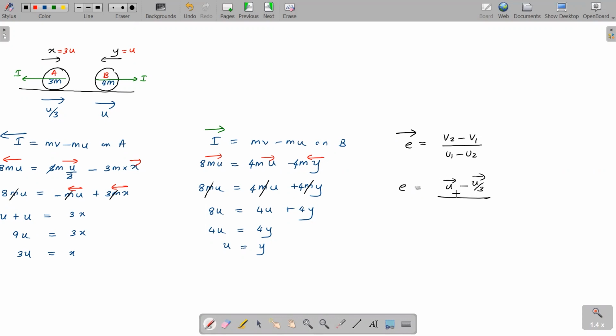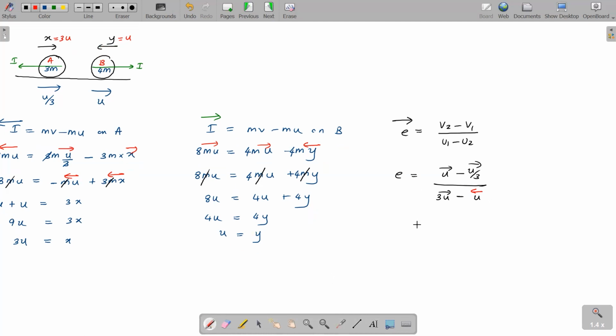Over U1 minus U2. U1 is 3U. 3U is also positive to the forward side. U1 minus U2 is U. But the thing is, U2 is U and it acts to the left side. You see? Direction doesn't agree. So we need to change the direction and fix it. So I get here U plus U minus U over 3. How much is it? 2U over 3.